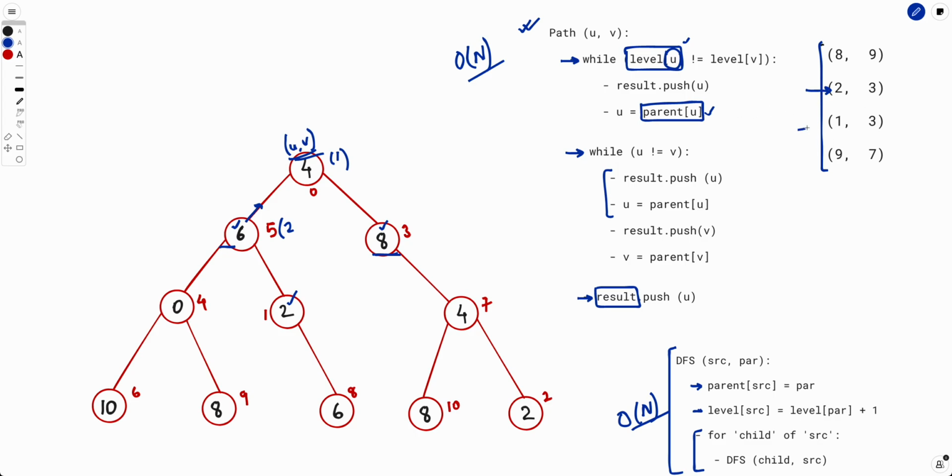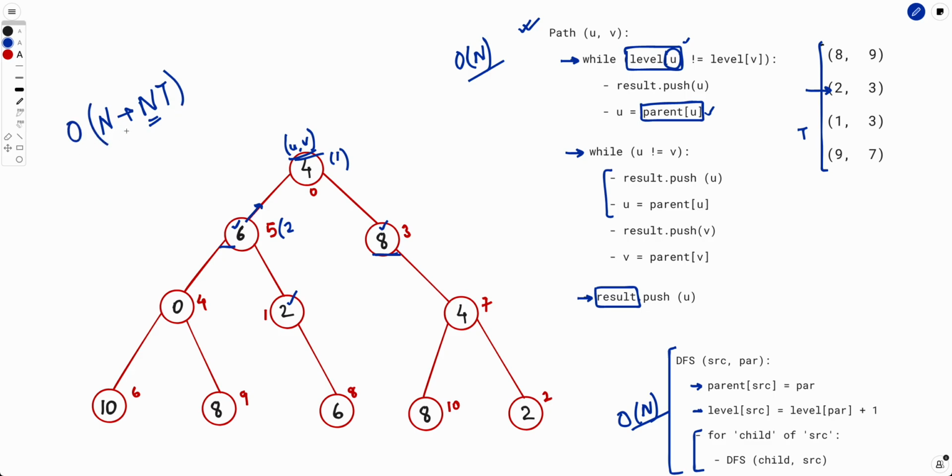Now, let's say there are t number of trips. So this entire algorithm would run in order n plus n into t time, where the first n is due to the DFS and the second n into t is because for each trip you are finding out the path, which would require order n time. So this is the final time complexity of the current algorithm.